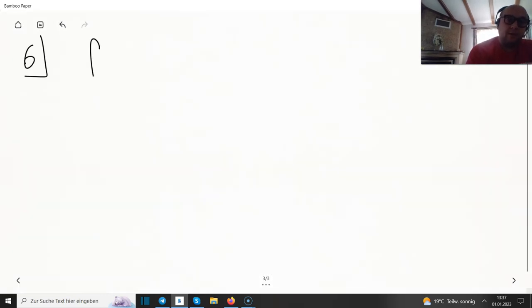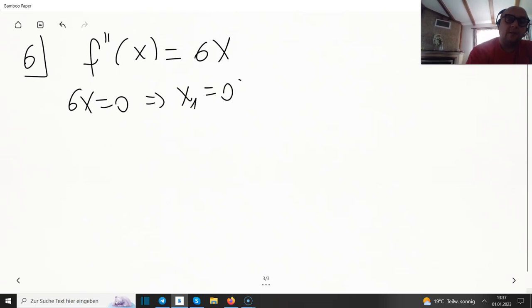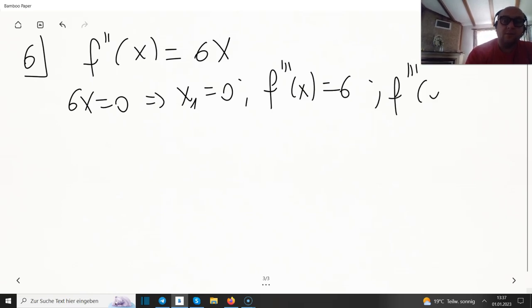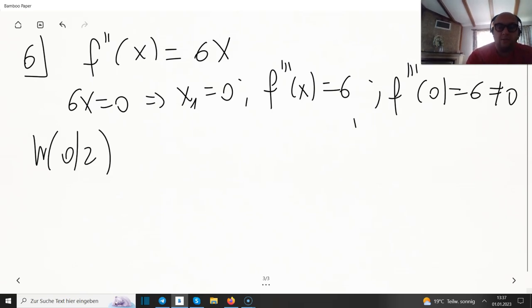Number 6, points of inflection. For this purpose, we need the second derivative. The second derivative is 0 at 0, and the third derivative is just 6, so never 0. So we're done. That means the point of inflection is at 0, 2. Do I have enough information?